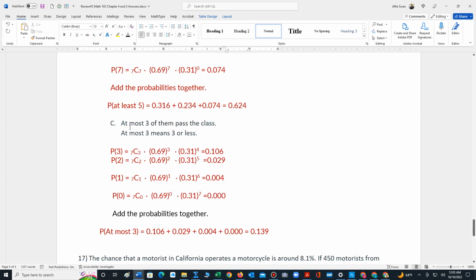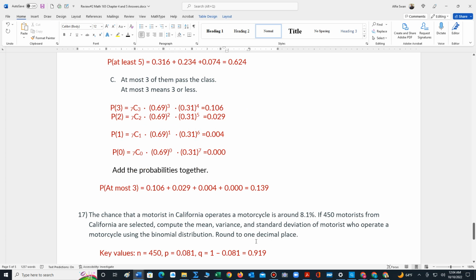Using a similar process, we have at most 3 of them pass. So now we have to calculate the probability that 3, 2, 1, 0 pass. We can't go past 0 because we have 7 people. There could be a chance that all 7 do not pass. That's what the 0 represents. Perform the calculations like we did previously. We can see that for each value below 3, the probability diminishes. Finally, we add up all the values together to get the final answer, 0.139.